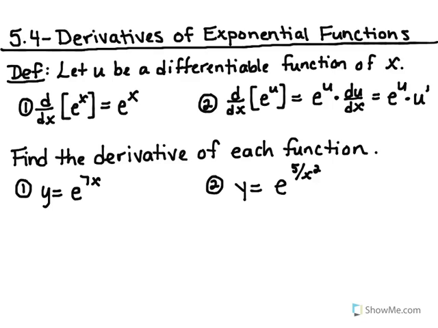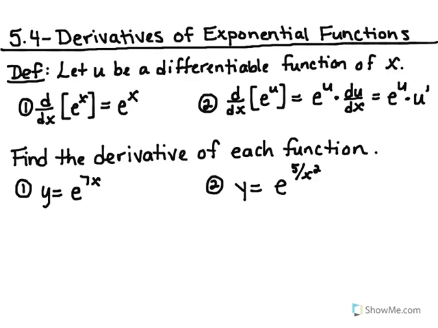The derivative of e to a function of x, a u, let's say, will be e to that function times the derivative of the function. So it'll be e to the u times the derivative of u. Let's take a look at how this works. So, find the derivative of each function that follows.